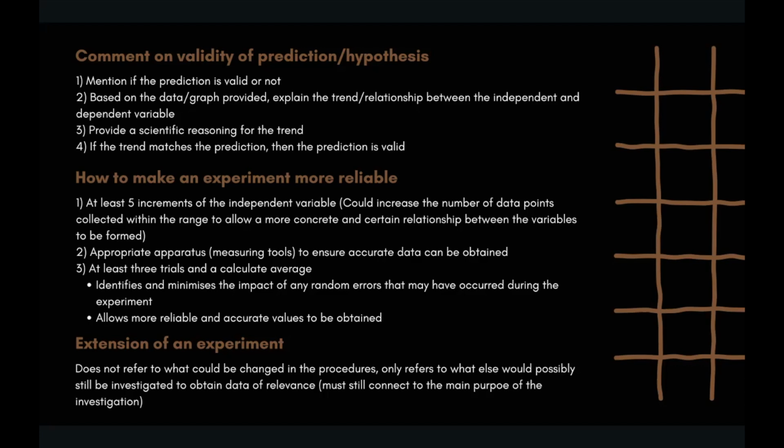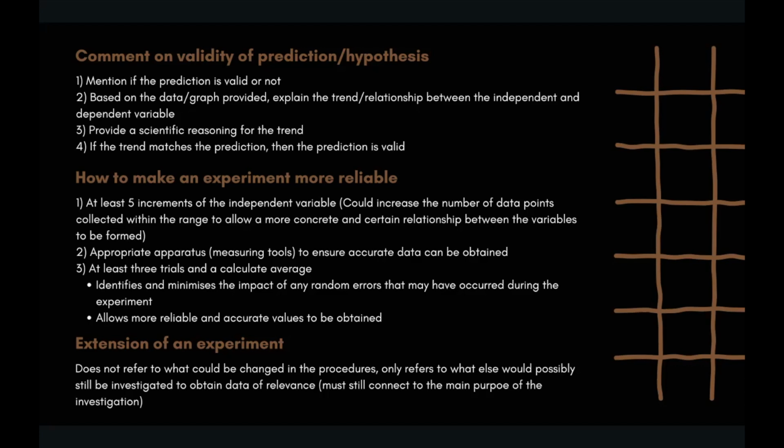Based off of the data and graph provided, you explain the trend between the independent and dependent variable. So as the independent variable increases, the dependent variable, and so on. And you provide a scientific reasoning for that trend. And if the trend matches the prediction, then you mention that the prediction is valid. If the question asks you on this, it'll usually be 3 marks.